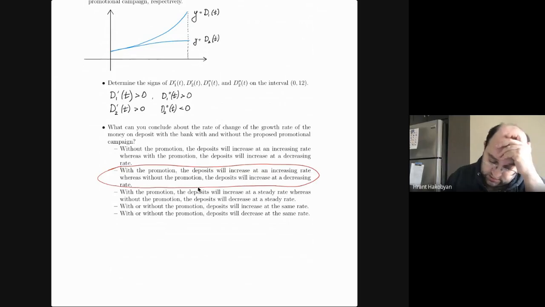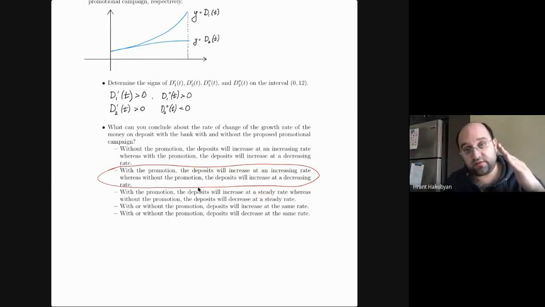So we have some other questions here. The third one is, with the promotion, the deposits will increase at a steady rate. Well, what does steady rate mean? Steady rate means that the derivative or the rate is the same all the time. So it's basically a linear function. So none of this is a linear function.